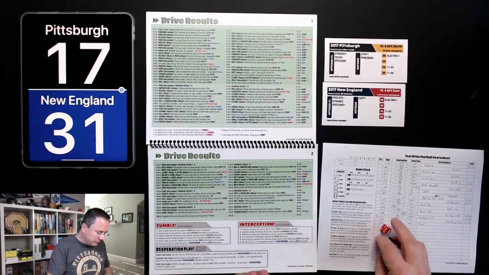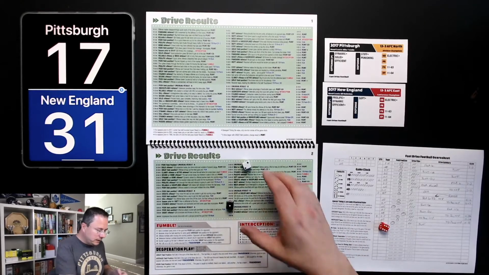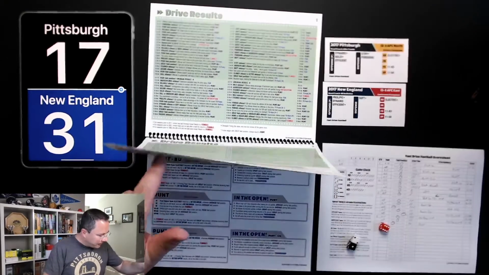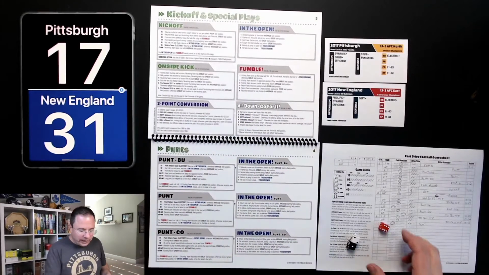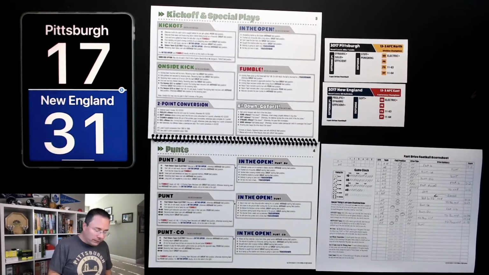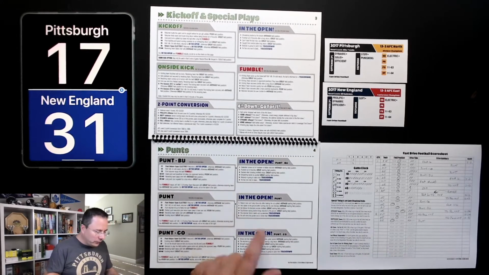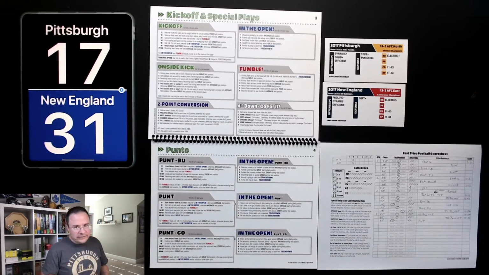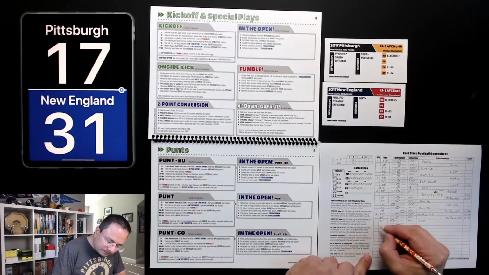Whoops, black and white. 12. Oh no. So we have an opportunity now for the returner to get in the open and possibly take this to the house. On an odd result, the returner is in the open. They are in the open, so we're going to roll on the in the open chart. A 5 or 6, and it's a touchdown. If it's a 3, they're going to have great field position.